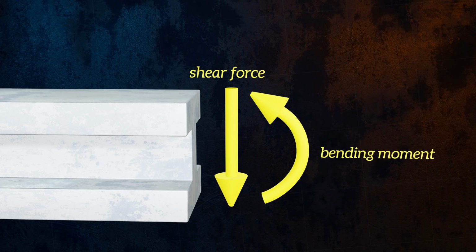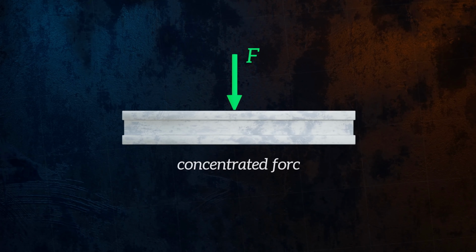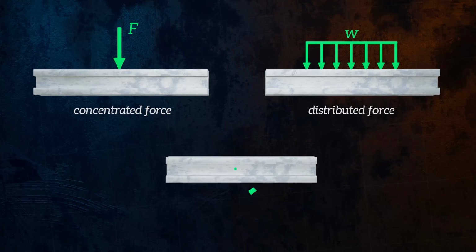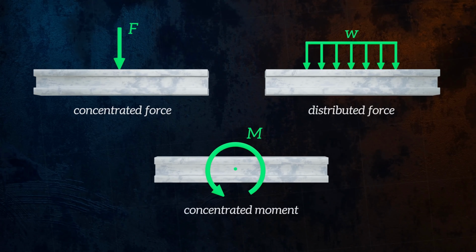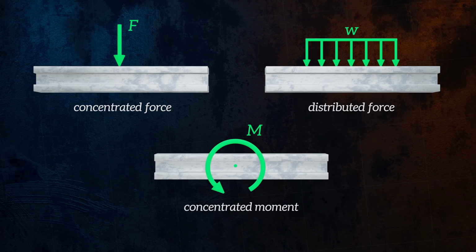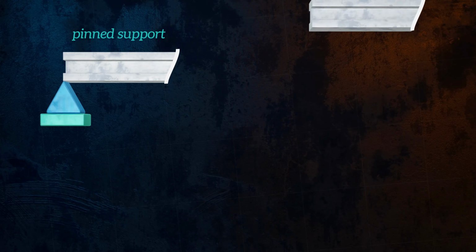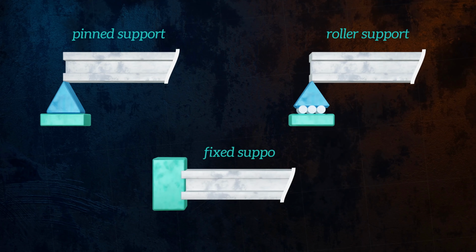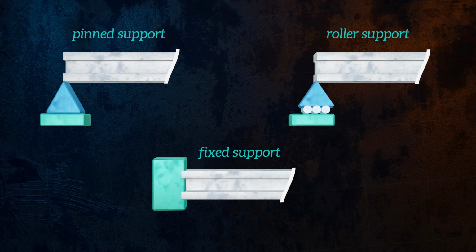Beams can be loaded in a number of ways, the most common being concentrated forces, distributed forces, and concentrated moments. Beams can also be supported in a number of different ways. They can have pin supports, roller supports, or be fully fixed, which each restrain the beam in different ways. Pin supports prevent vertical and horizontal displacements, but allow rotation. Roller supports prevent vertical displacements, but allow horizontal displacement and rotation. Fixed supports prevent all displacements and rotation.